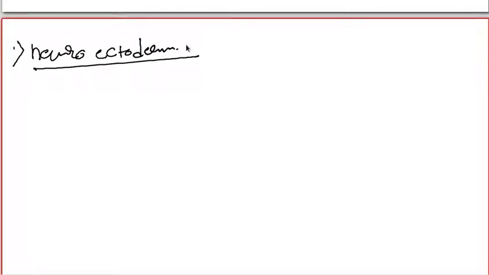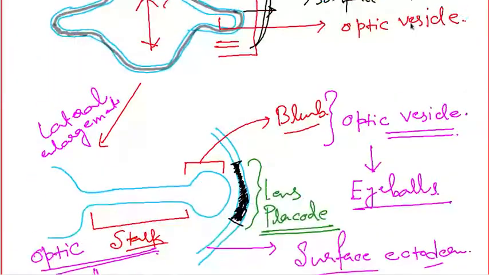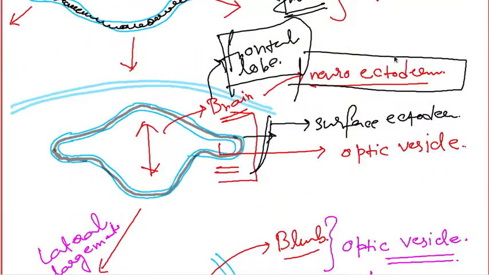Okay, we'll discuss the neuroectoderm. So the first structure which is derived from the neuroectoderm is the optic nerve. Okay, so you will ask, sir, why does neuroectoderm give rise to the optic nerve? Let us go to the picture.